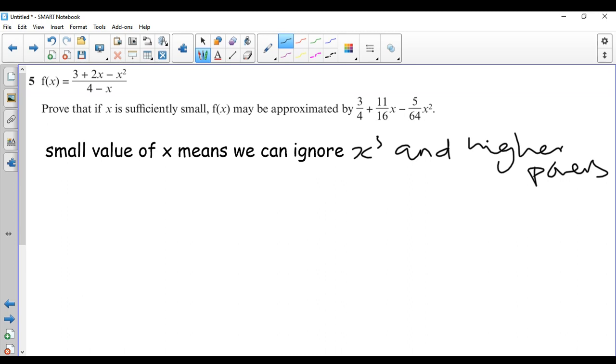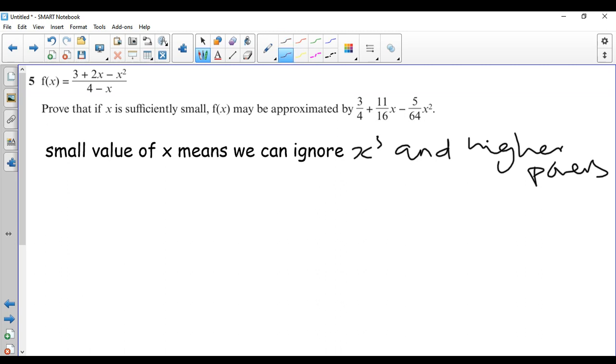Obviously, why can we ignore x cubed and higher? Well, if you put a very small value, so 0.2, cube it, it gets very small, and would only affect very low decimal places. So it would give you a good approximation. We've seen that in previous questions.